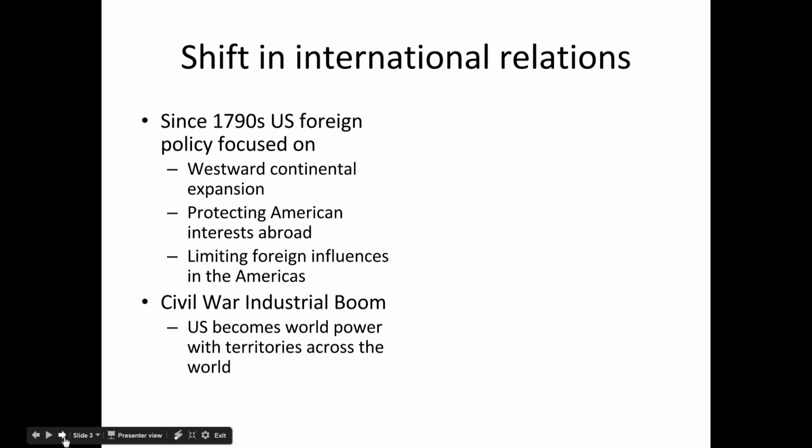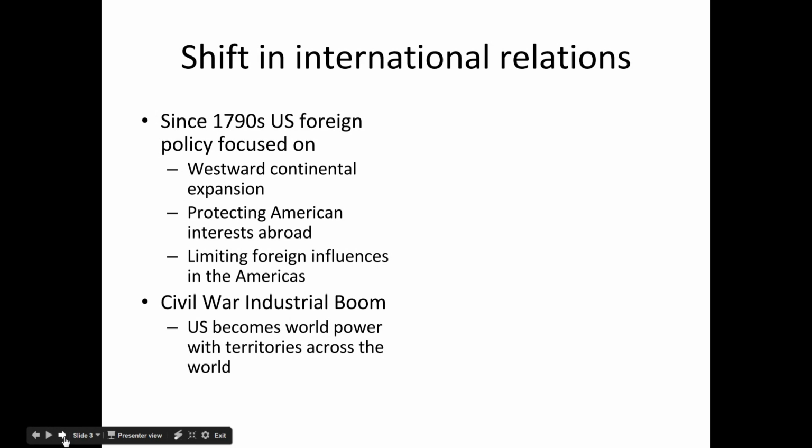In the 1790s, when we were a brand new nation, we were focused on westward expansion and continental expansion, and really outside of the continent only protecting our interests abroad. And in fact, Thomas Jefferson used the military to wage a war on pirates in the Mediterranean off the coast of Tripoli, which is in Libya today. But for the most part, we limited our foreign influences to the Western Hemisphere.